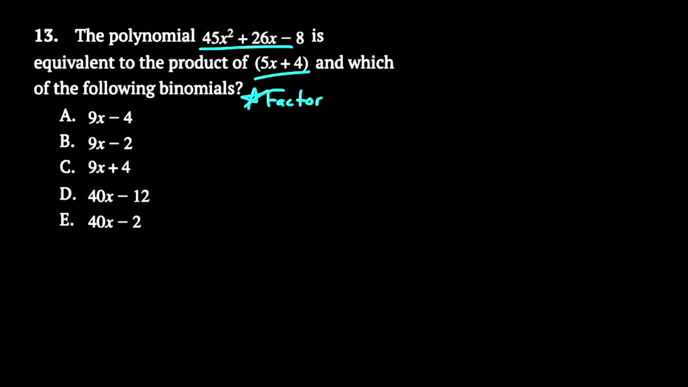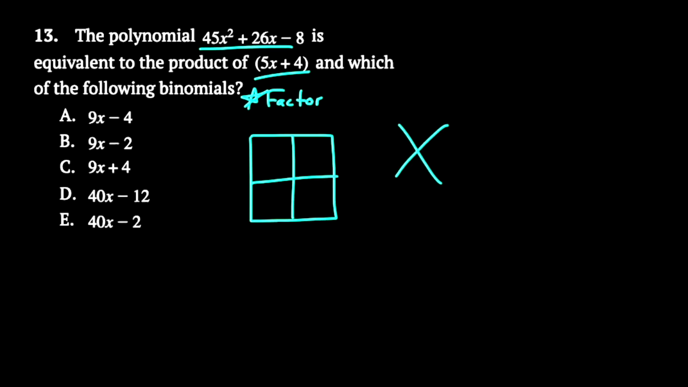If we were going to factor this, I like to use the box method for factoring just because it gives me a process that I can follow. So we draw a box. We have to also draw an x off to the side. On the top of the x, we do a times c. So that would be 45 times negative 8, which is negative 360. And then the b value goes on bottom, so 26.